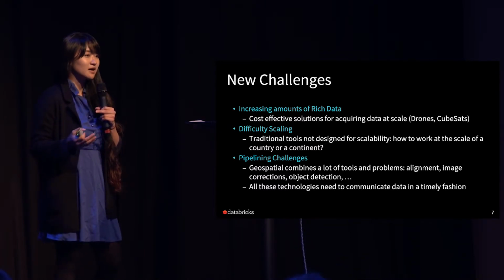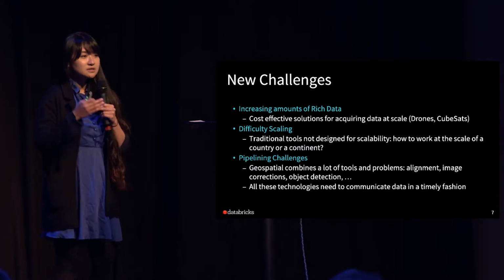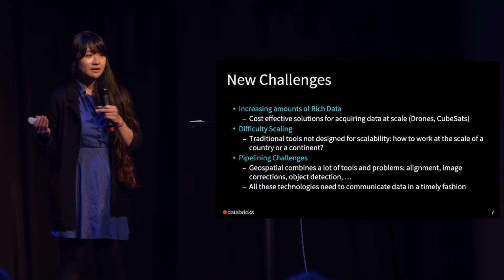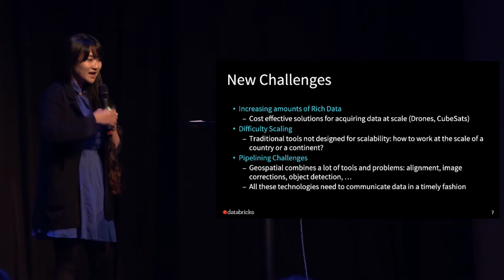And then comes the problem of pipelining. You might be using different packages in different parts of the pipeline. How do you bring all of them together at scale?